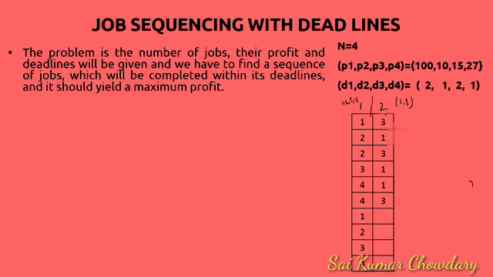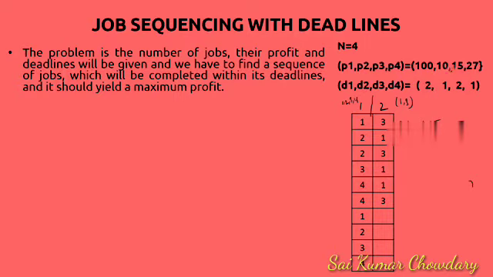First job first, second job second, I cannot take. Can I take the first job first, and the third job next? Yes, I can take the first job in the first unit of time and the third job in the second, because it has available time. So what will be the profit? The first job's profit is 100 plus the third job's 15, so the total profit is 115. Now one more option, first job and fourth job: I cannot take this sequence.